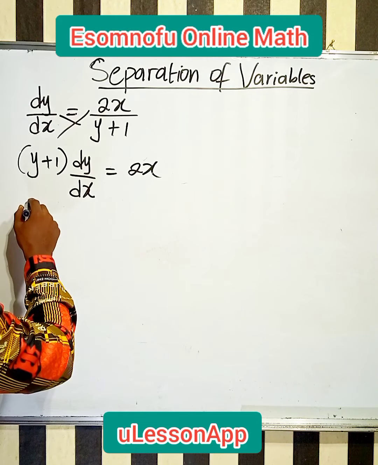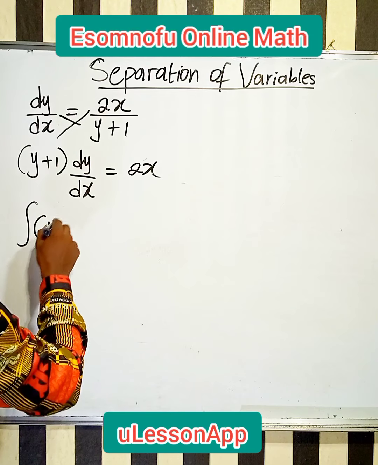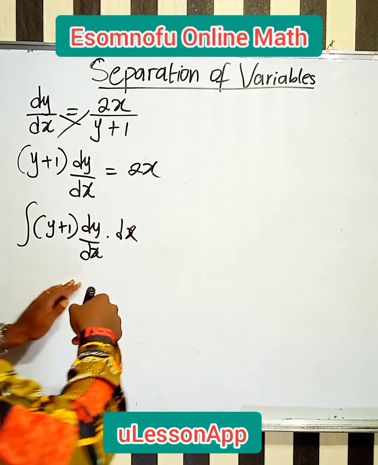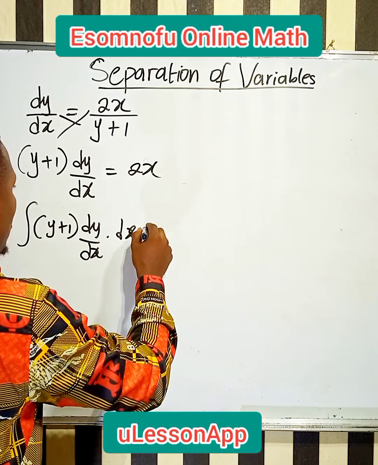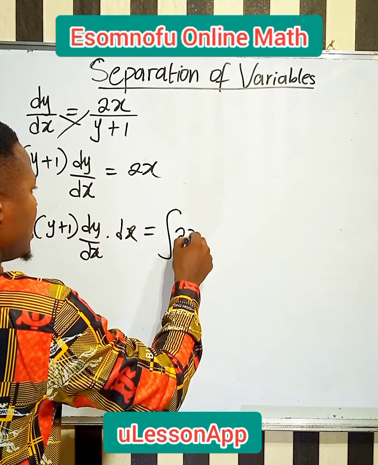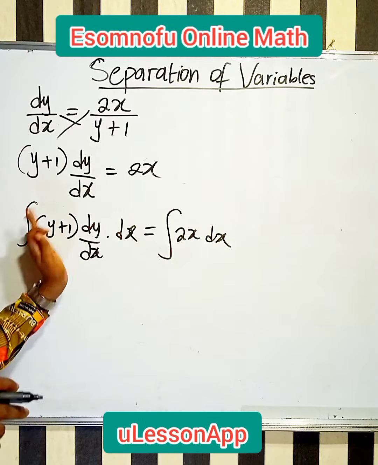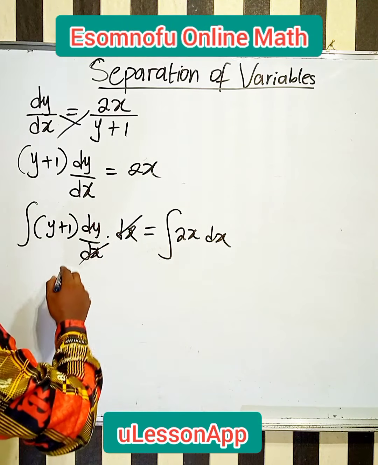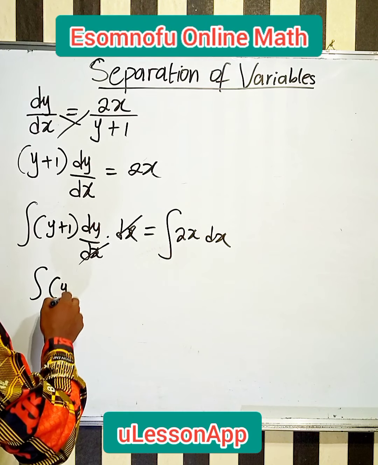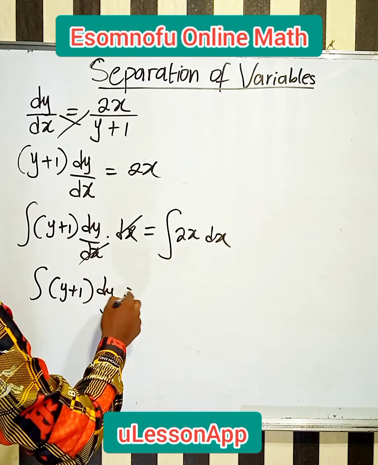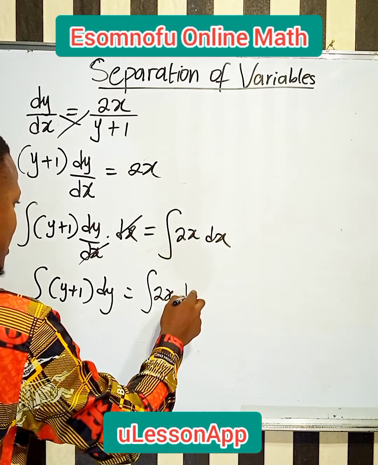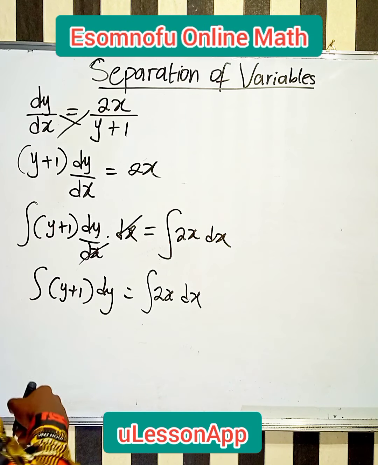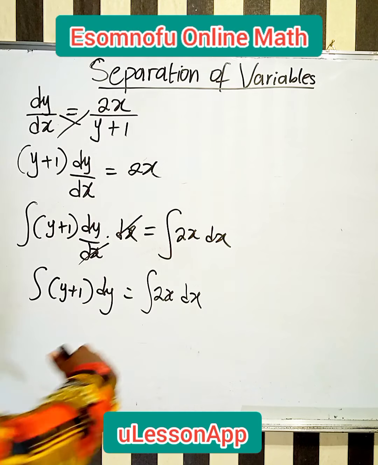Supposing I integrate both sides, I will have integral of y plus 1 dy dx with respect to x, equals integral of 2x with respect to x, because to make the equation balance, I'm integrating both sides with respect to x, so that the dx will cancel out the dx here, leaving us behind with integral of y plus 1 dy is equal to integral of 2x dx. You can now see that this one is with respect to y and here with respect to x.